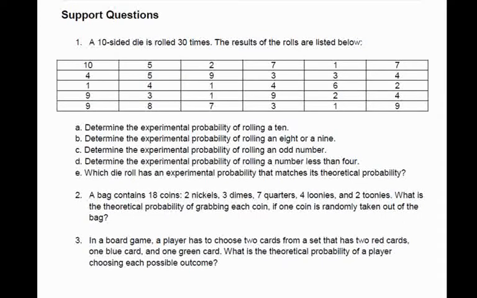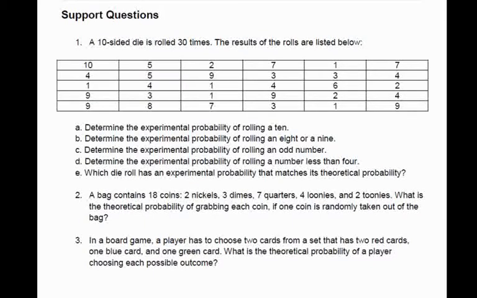For B, it's the probability of rolling an 8 or a 9. So we'll have to add up all of our 8s and 9s. So just going through, I see there's 1 nine in the second row. There's a 9 and a 9 in the second last row. So now we're up to 3. And in the last row, we have a 9, an 8, and a 9. So there were 5 nines and 1 eight. So altogether, there were 6 eights or nines. And that would be 6 divided by 30.